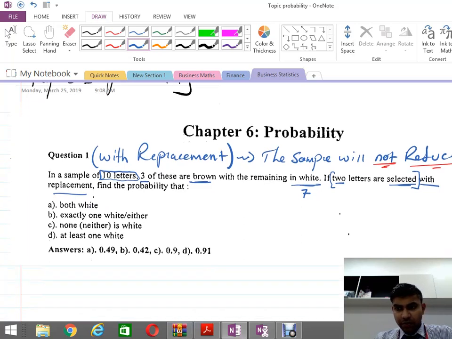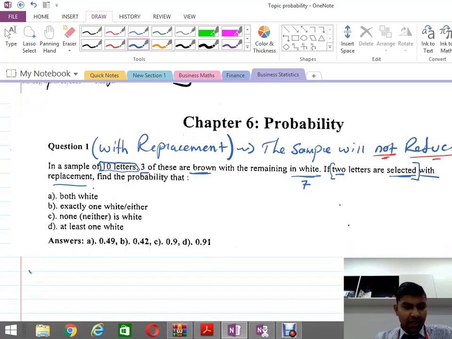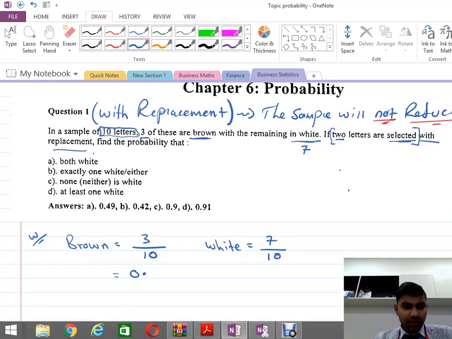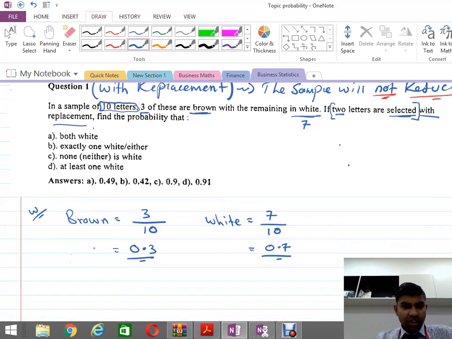What happens here is very simple. Before we start, a small working. For the brown it is 3 out of 10, and for the white it is 7 out of 10. So this becomes 0.3 and this becomes 0.7. That's the idea here. Change it to decimal because that will be easier to calculate.